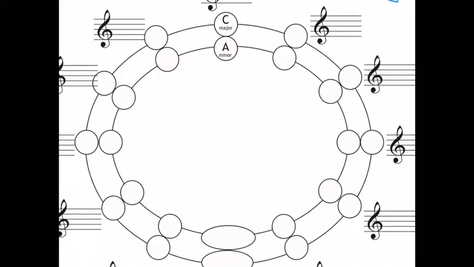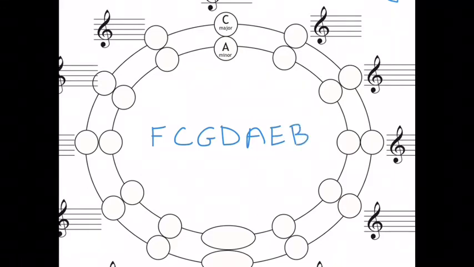So the order of sharps is Father Charles goes down and ends battle. I'm going to do a little sharp sign over here, facing that way. The order of flats, as it happens, is backwards. Battle ends and down goes Charles' father. That's the order. It's the same front and back. They both make sentences, whether you read it front or back.